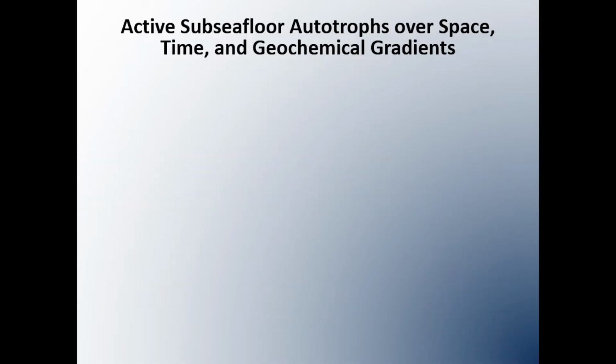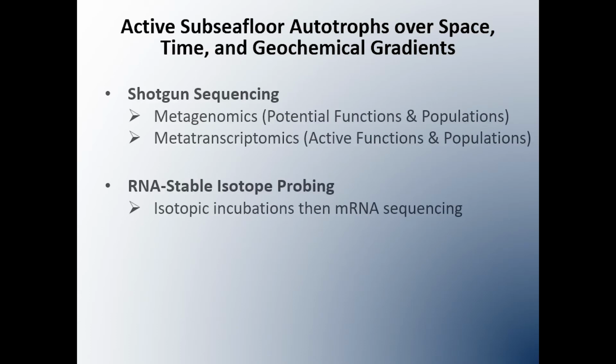In this cross-year study, a combination of approaches was used to determine the active subseafloor autotrophs over space, time, and geochemical gradients, and I am currently still analyzing that data. Metagenomics was used to understand the potential functions and taxonomy in the sampled populations. Metatranscriptomics was used to identify active functions within the sampled population.